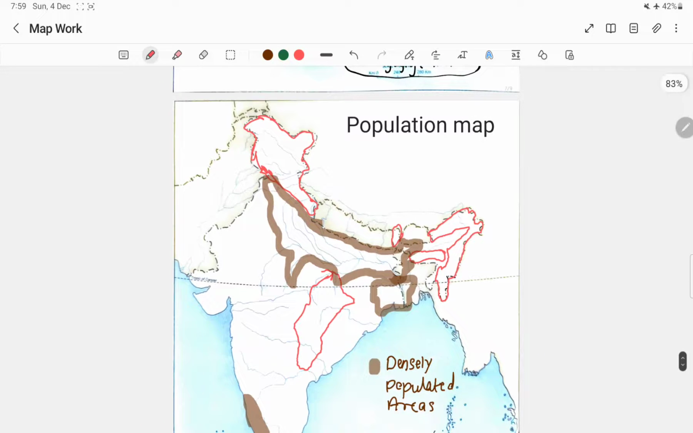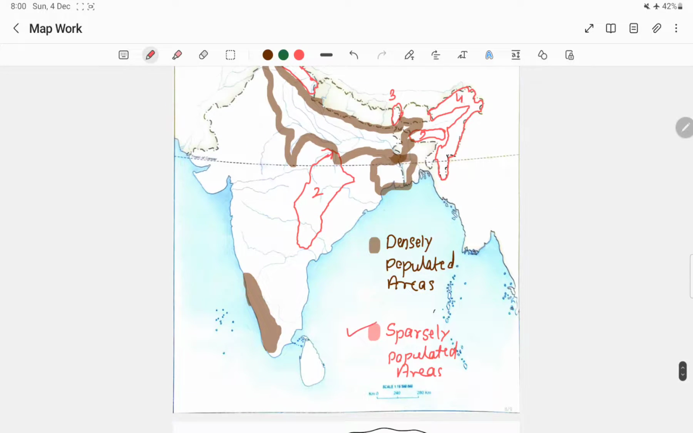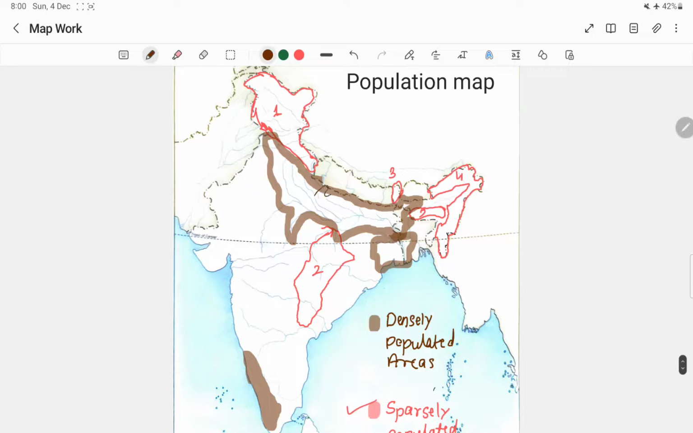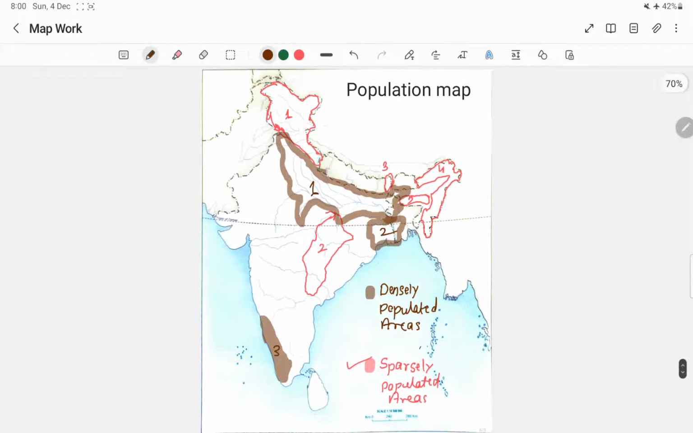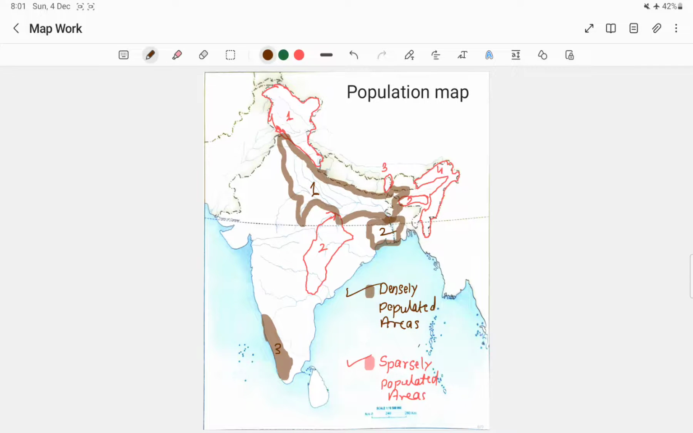So if we count it all together, there are 1, 2, 3, 4 and 5 enclosed circles for the sparsely populated regions, and 3 main patches for the densely populated areas. So here ends our map section.